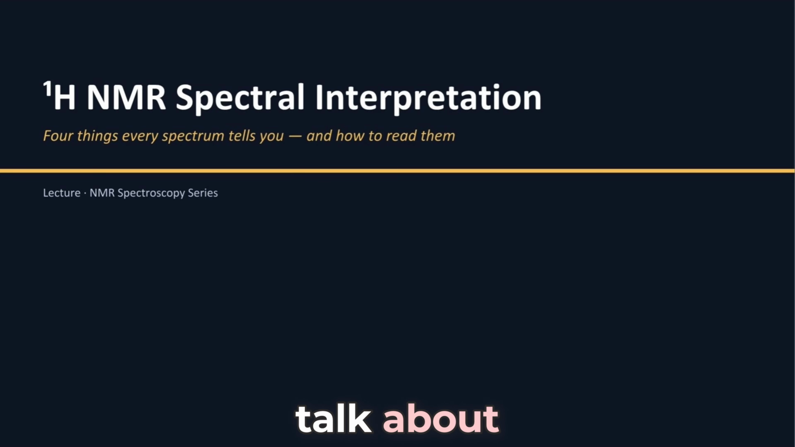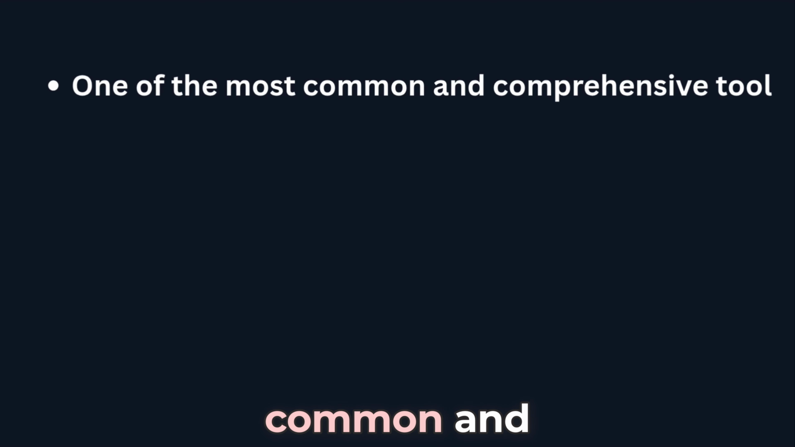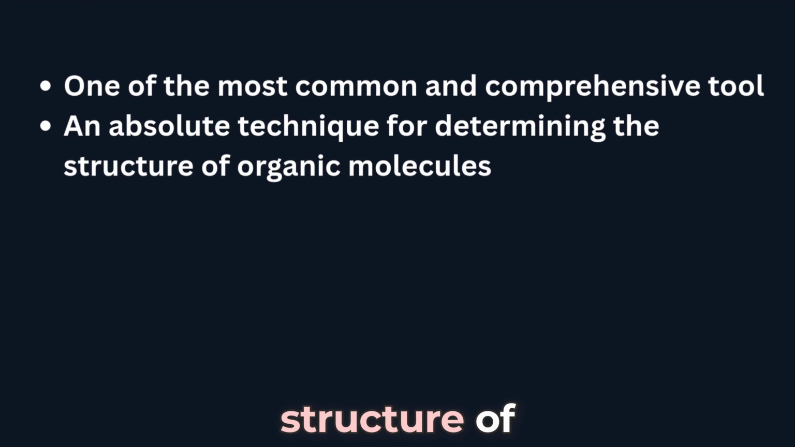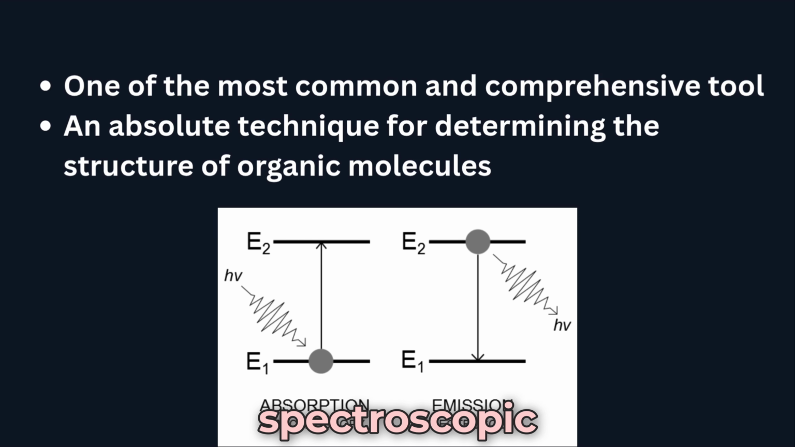Today we are going to talk about one of the most powerful techniques in organic chemistry, which is NMR spectroscopy. NMR is one of the most common and comprehensive tools. It is an absolute technique for determining the structure of organic molecules. In a broader sense, it works just like other spectroscopic techniques. Molecules interact with energy, they move into different energy states, and we analyze those differences to get structural information.